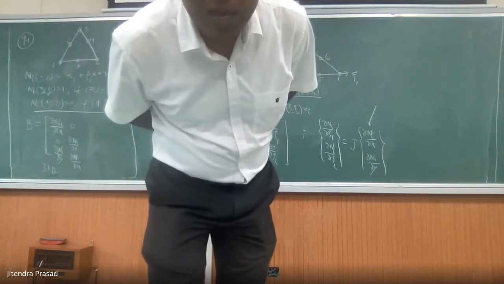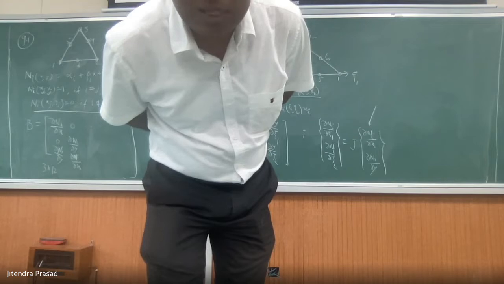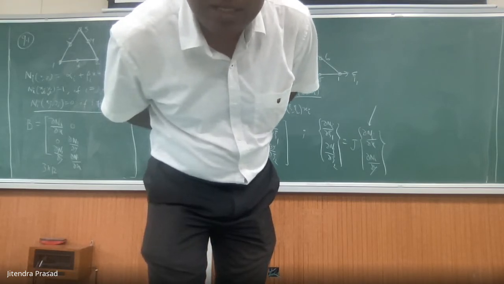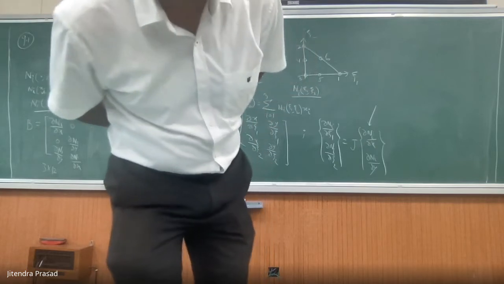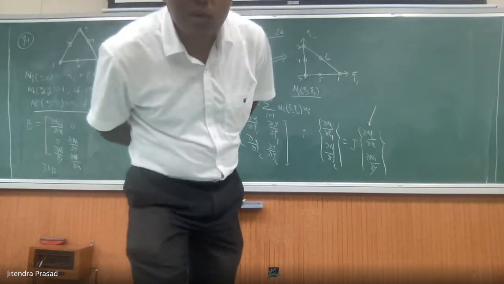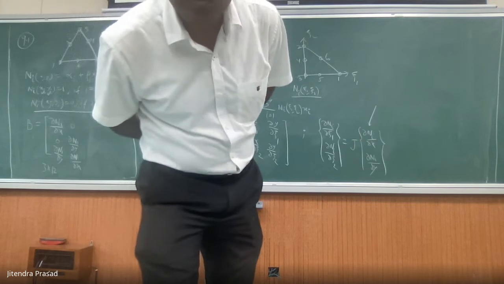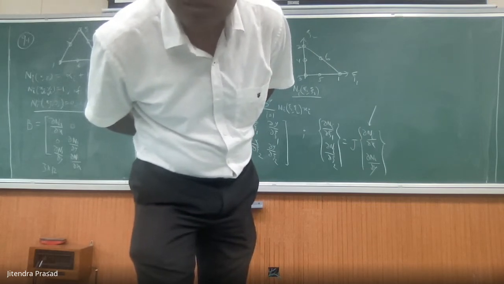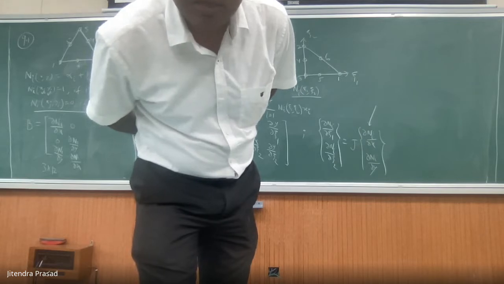Next is show that for rigid body translation, epsilon xx strain vanishes. Let the nodal displacement be proportional to the coordinates. Find out the strain field. Does this answer make sense?